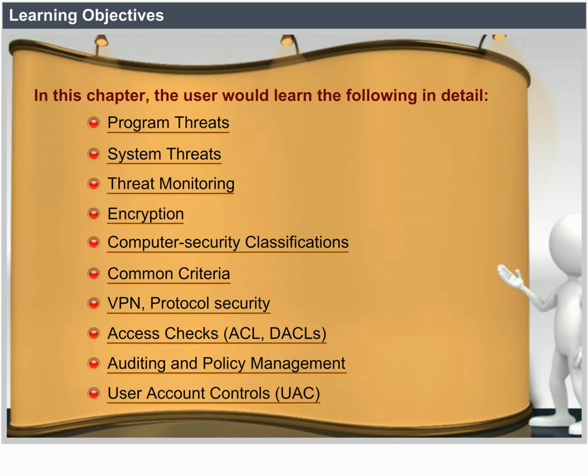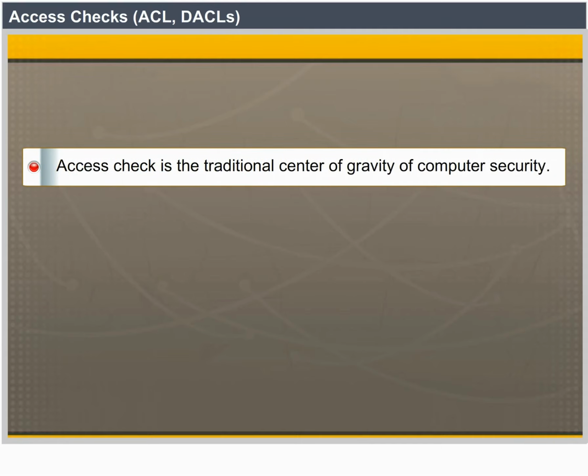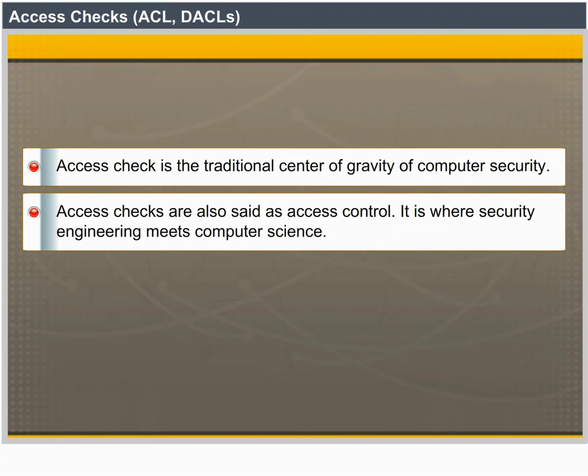user account controls, UAC. Access checks, ACL, DACLs. Access checks is the traditional center of gravity of computer security. Access checks are also said as access control. It is where security engineering meets computer science.